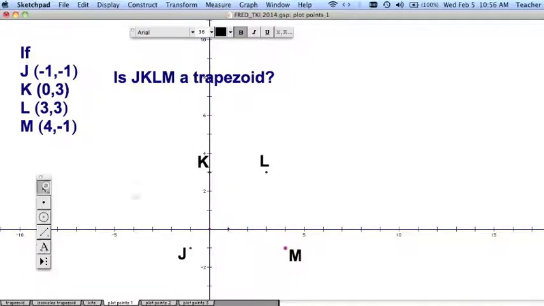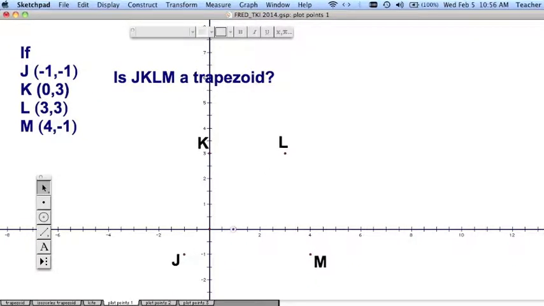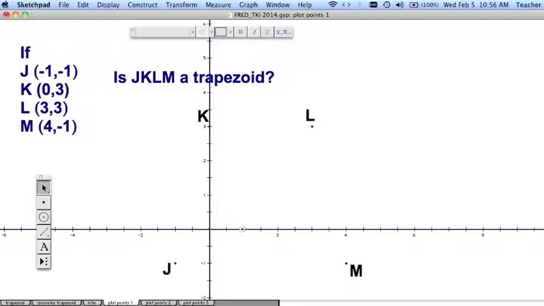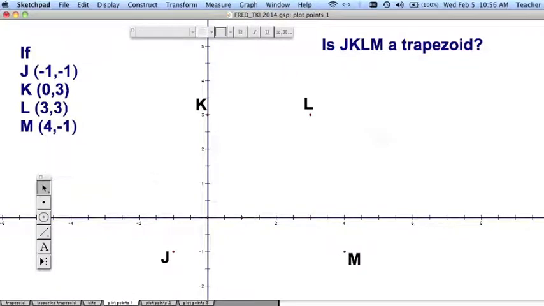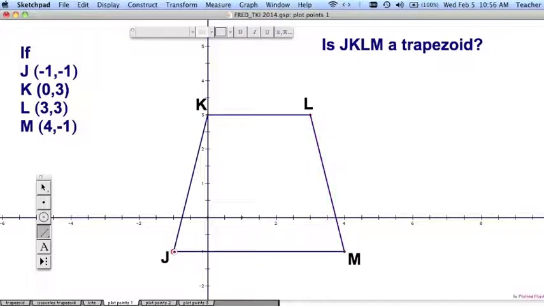Now you do recall that you can change the size. You can use that point right there to change the size of your picture if you like, to change your scale. And we're going to draw the figure. Connect the dots. J, K, L, M.